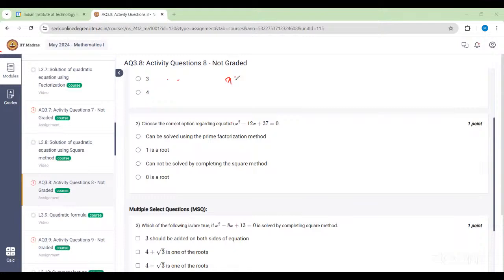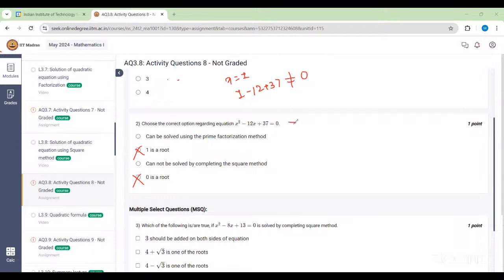So if you substitute x equals 1, then you get 1 minus 12 plus 37, which is not equal to 0. So that means 1 is not a root. 0 is obviously not a root. Now we have to check the two things. It can be solved using the prime factorization method or it can be solved using the completing the square method. Okay, so let's try to use the completing the square method.